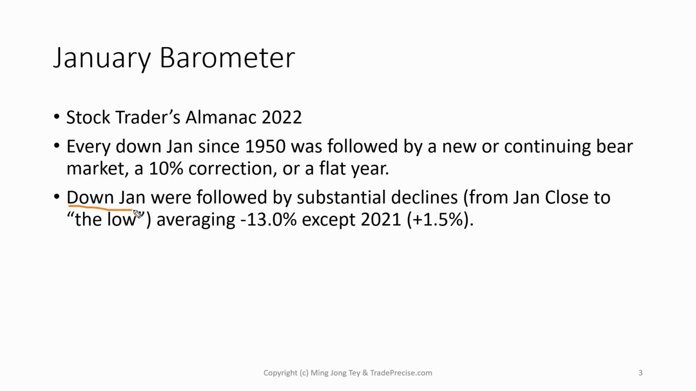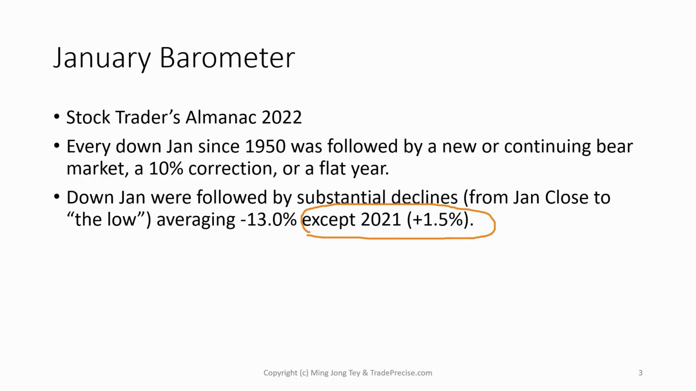If we have a down January, usually we'll see a substantial decline from the January close to the low. As long as we identify a low within this year, since the January close, there will be an average decline of about minus 13%. That's since 1950, and it excludes last year, 2021, because last year we did have a down January, but overall it was a very bullish year. So last year was an exceptional case.